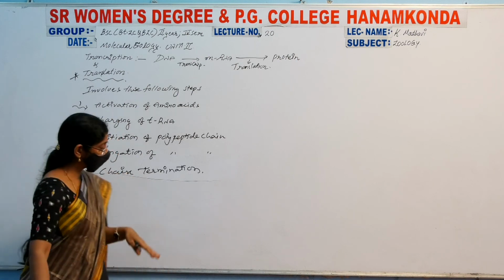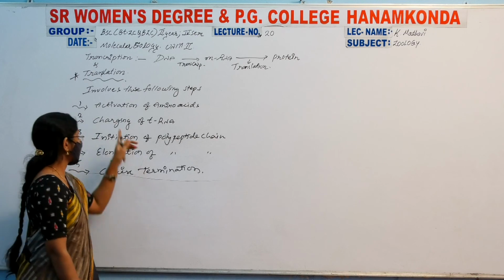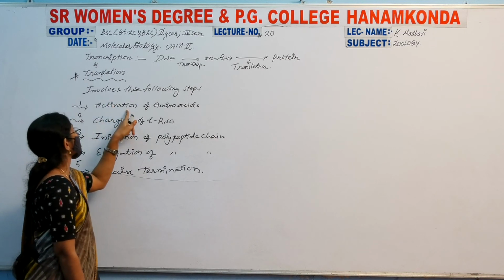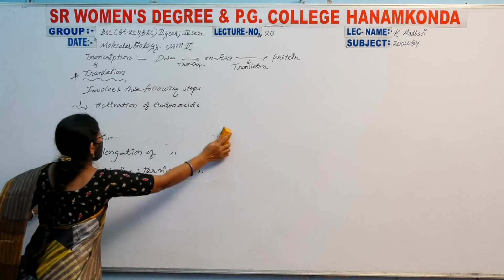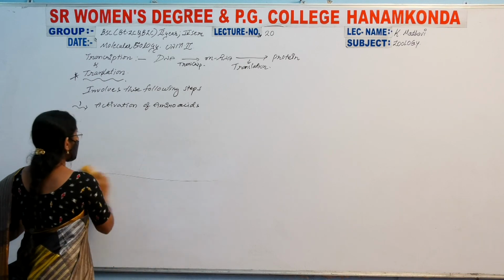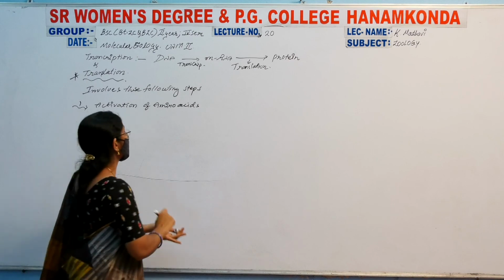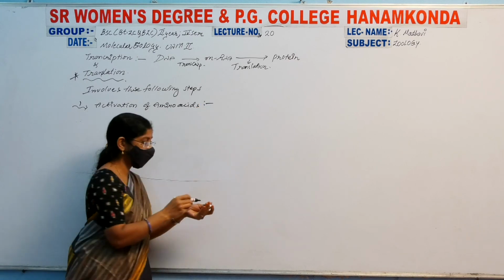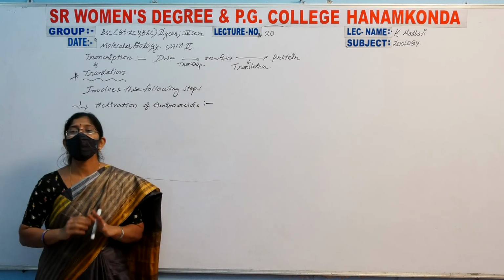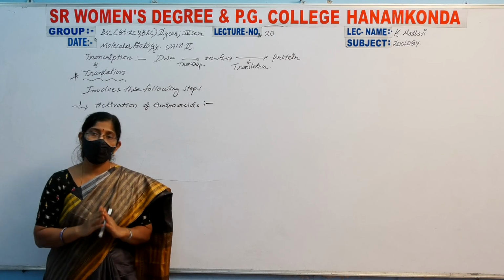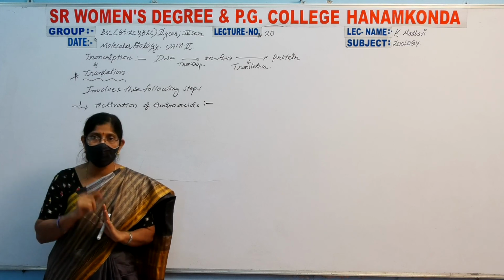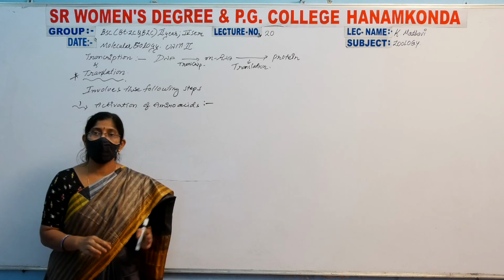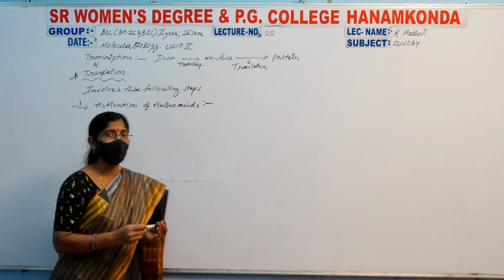Let us discuss the first step: activation of amino acids. Activation of amino acids means, for example, where a specific tRNA is there. This tRNA transfers the genetic information from the mRNA to the coding strands. And the DNA template is there.